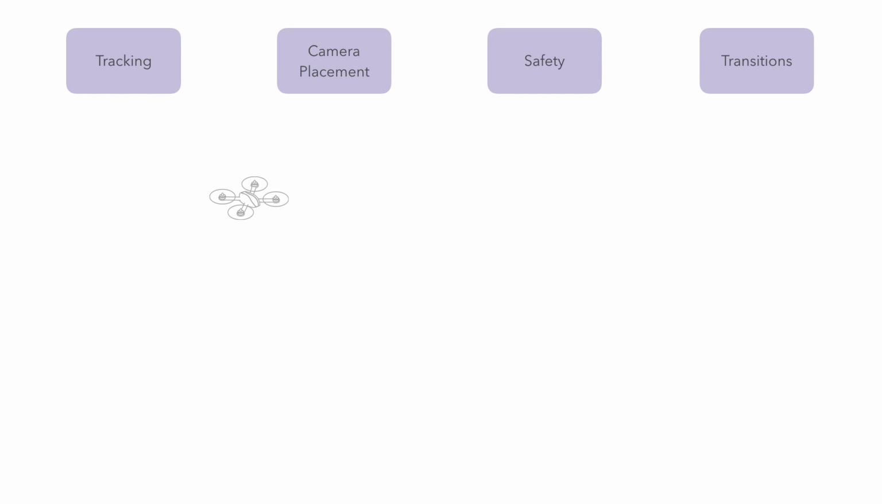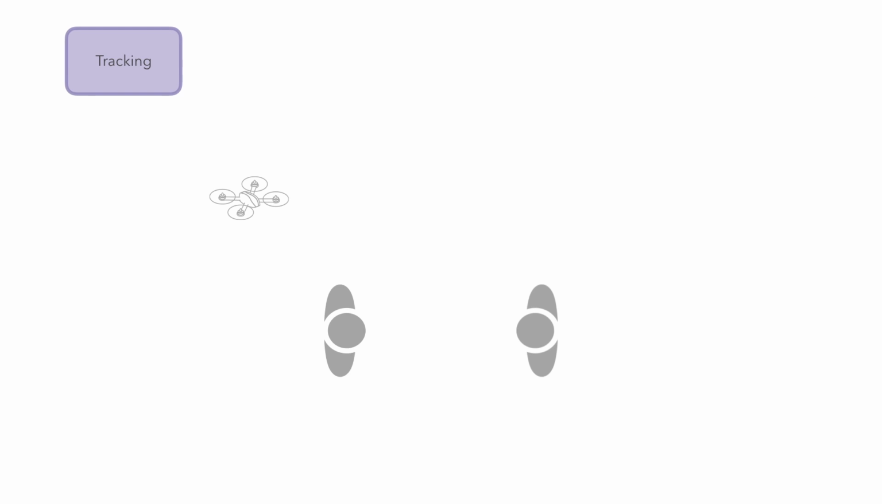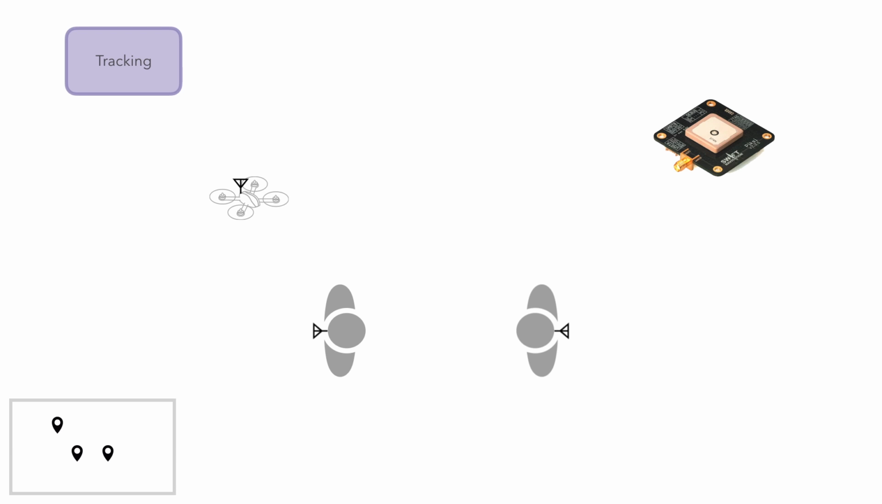To build our system, we consider four major design issues. How do we track the subjects in the camera? Where do we place the camera to capture the scene? How do we ensure safety of subjects? How do we transition between shots? Our system finds the pose of subjects in camera using active trackers. We use RTK GPS and IMUs to provide centimeter-accurate tracking.